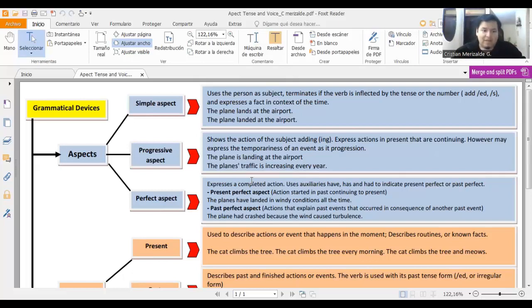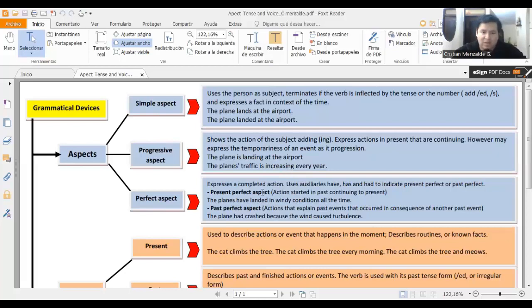As we can see in this concept map, we have three main kinds of aspects: the simple aspect, the progressive aspect, and the perfect aspect. Regarding the first, the simple aspect uses the person as subject and determines if the verb is inflected by the tense or the number. It means the verb can take an ed if it is in the past or regular form, or an s, and expresses a fact in the context of time.